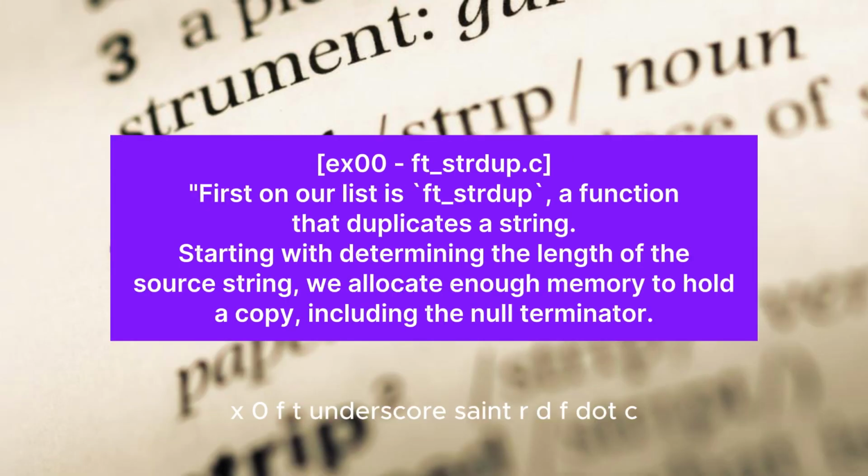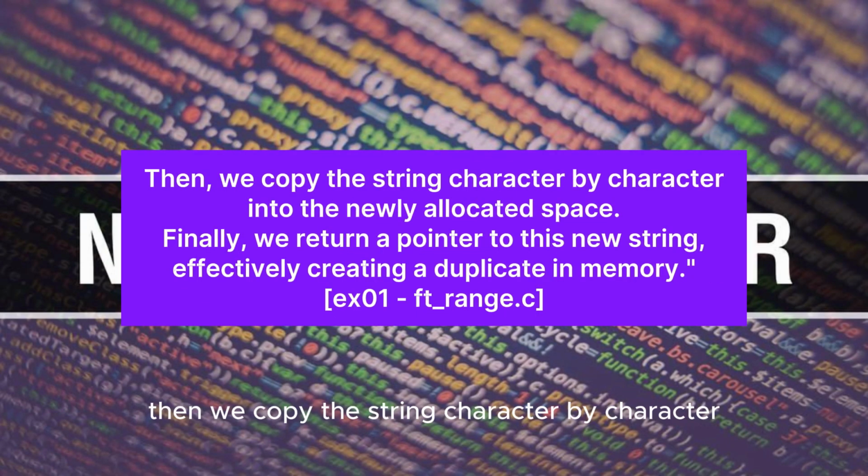XO0 ft_strdup.c. First on our list is ft_strdup, a function that duplicates a string. Starting with determining the length of the source string, we allocate enough memory to hold a copy, including the null terminator. Then we copy the string character by character into the newly allocated space. Finally, we return a pointer to this new string, effectively creating a duplicate in memory.